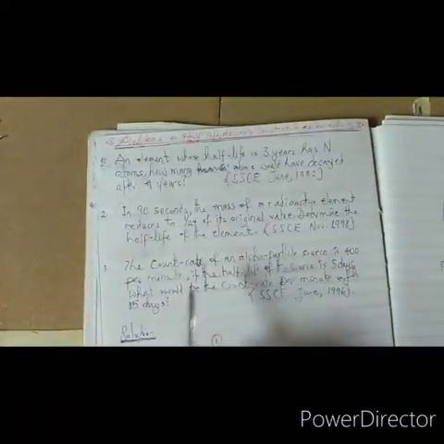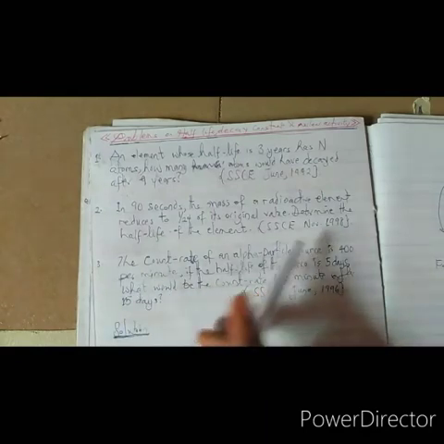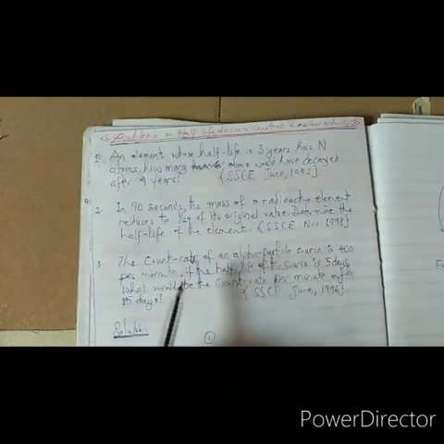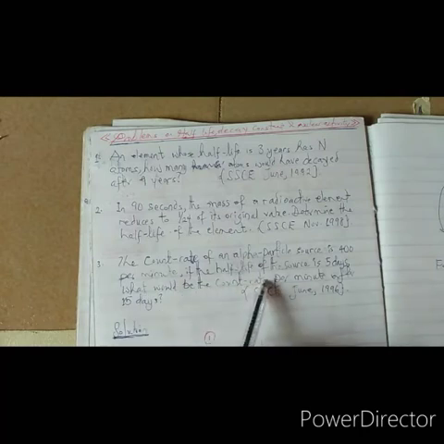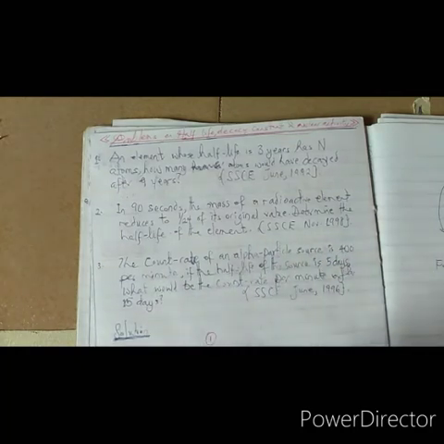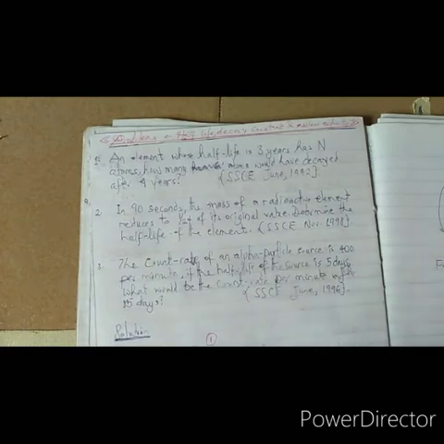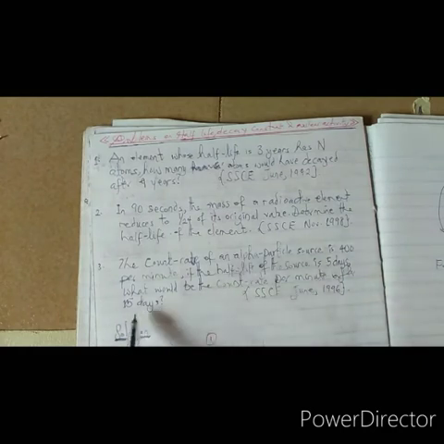Now let's look at the third question. The count rate of an alpha particle source is 400 per minute. If the half-life of the source is 5 days, what would be the count rate per minute after 15 days? The count rate of the alpha particle source is 400 per minute. That is the parent count rate. The half-life of that parent is 5 days.